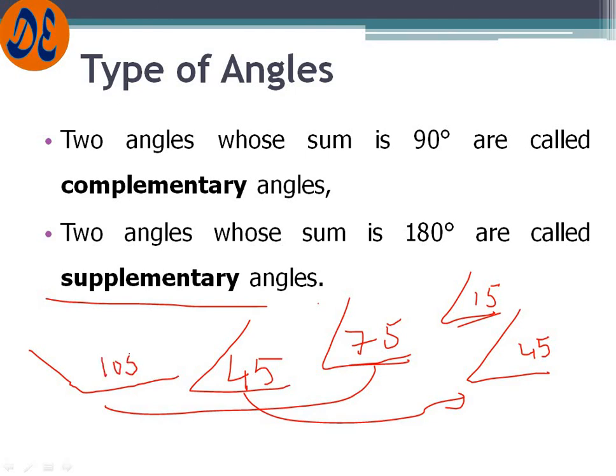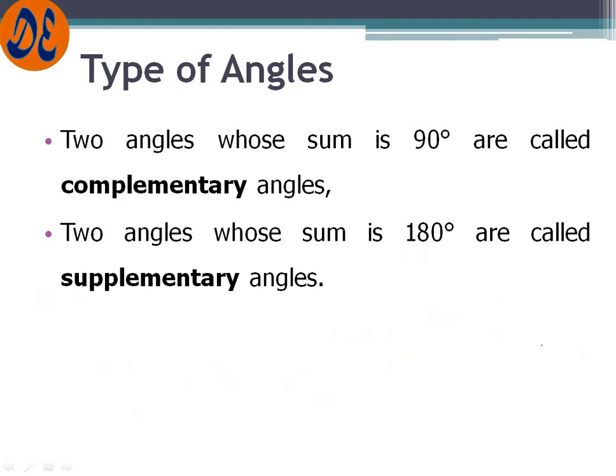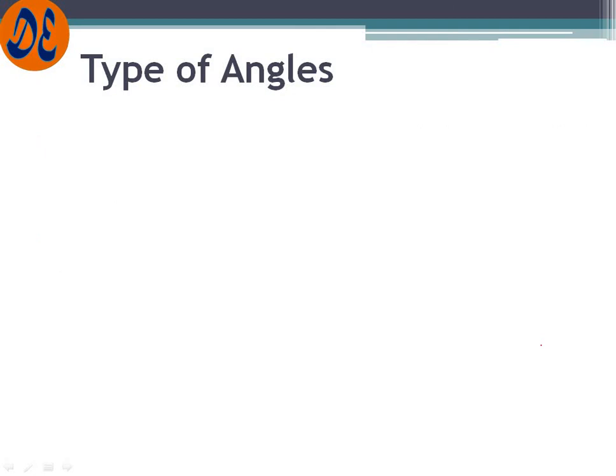105 degree. Why? Because 75 plus 105 makes 180 degree. Now again remember, complementary and supplementary angles don't mean both angles are on the same line. They may be at different locations, different places also. So it is not necessary that both are on the same line. We will discuss this point later on also.